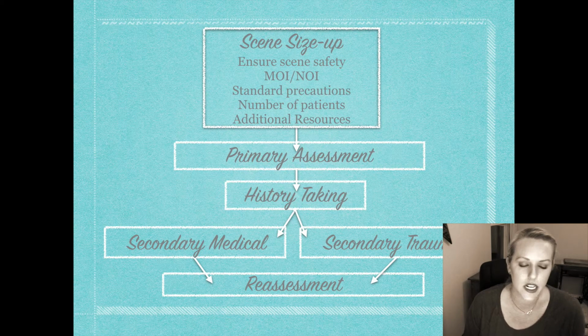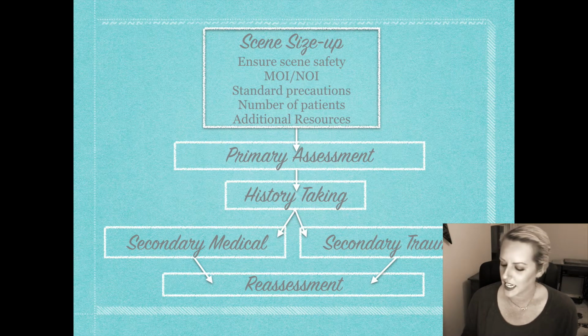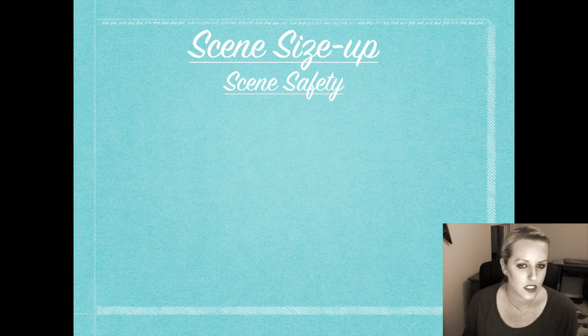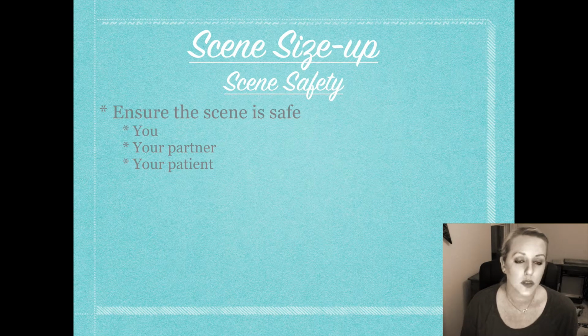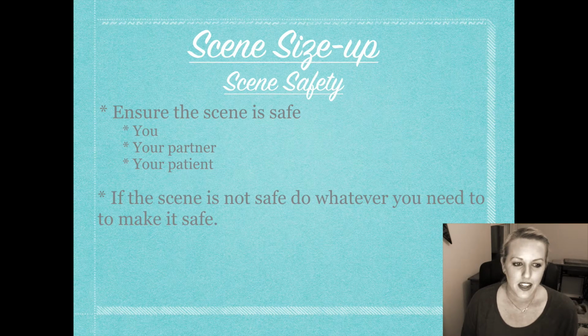So the big things here: we need to make sure we ensure scene safety. We find out the mechanism of injury or the nature of illness. We take our standard precautions, get our number of patients, and any additional resources. For scene safety, we need to ensure that the scene is safe for not only us, but our partner and our patient. But most importantly, I'm most important, and then my partner, and then the patient. If the scene is not safe, do whatever you need to make it safe.